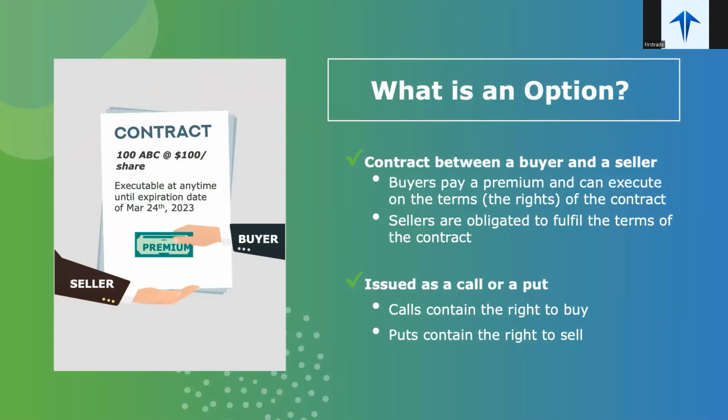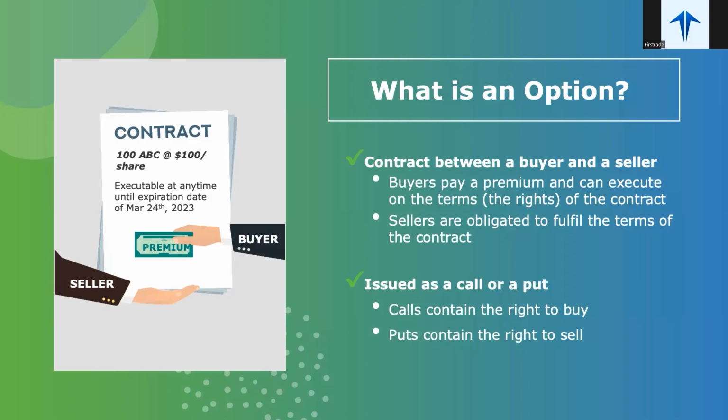It is a contract between a buyer and a seller. The buyer pays for that contract, so they own that contract, which means they have the rights of that contract. They can execute upon the terms of that contract. The seller is obligated to fulfill those terms. In this example, the terms are 100 shares of ABC. There is a $100 price associated on a per share basis. And this contract is executable at any time until the expiration date of March 24th of this year, about 30 days from now.